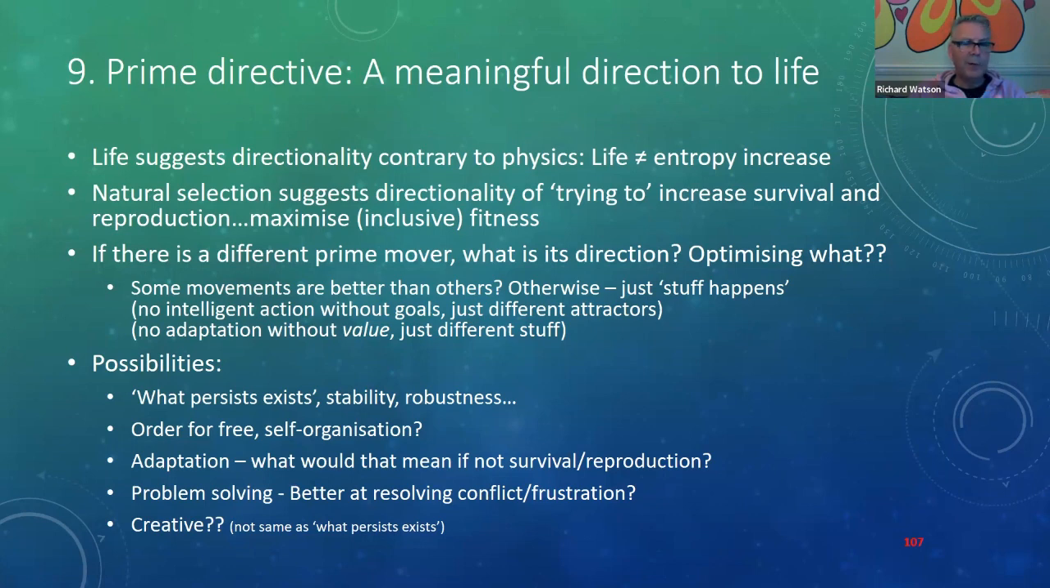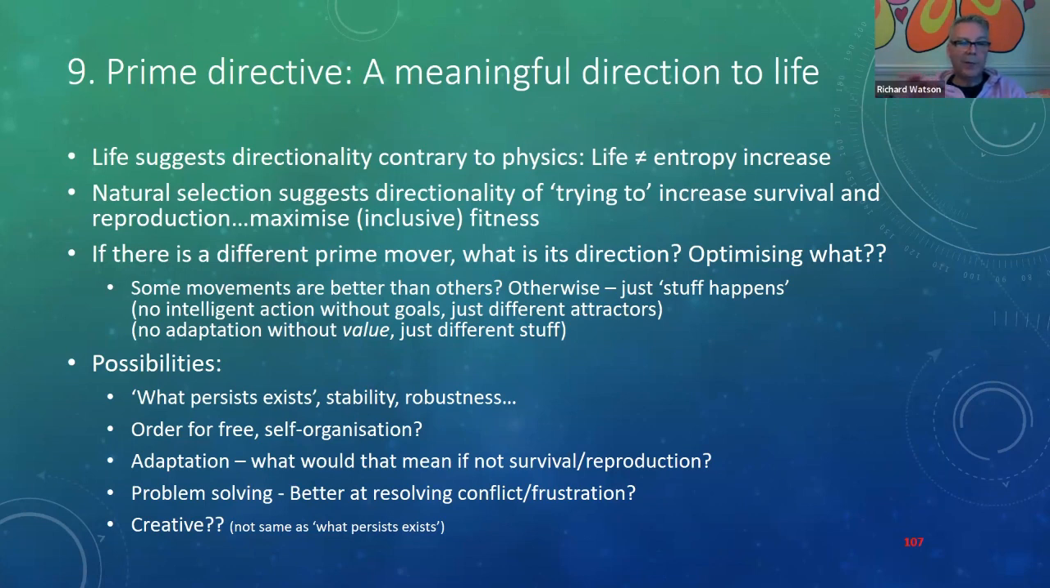Why do you need some movements to be better than others? Why can't you just say that's what it does? Because otherwise, if you don't say that, you're just saying stuff happens. You don't want to just say stuff happens. You want to say we want to understand it in a goal-directed way. There isn't any intelligent action without goals. Otherwise, it's just different attractors. There isn't any adaptation without value. Otherwise, it's just different frequencies of stuff. So we need to understand what that prime mover is.